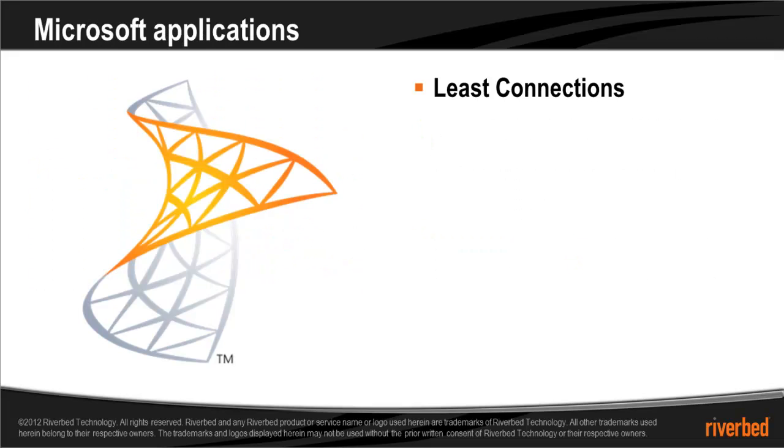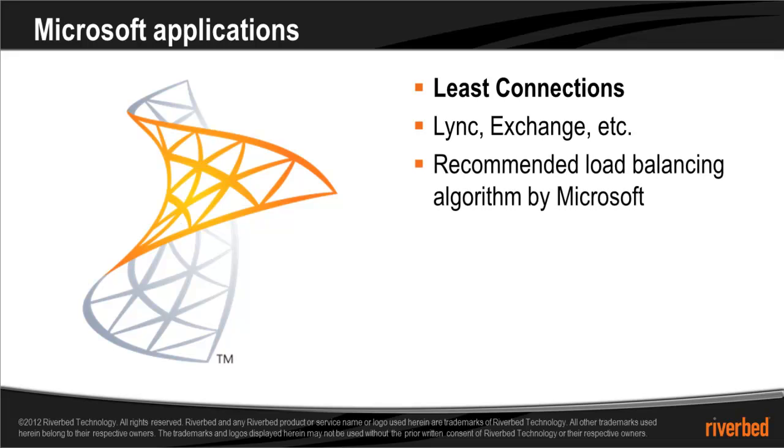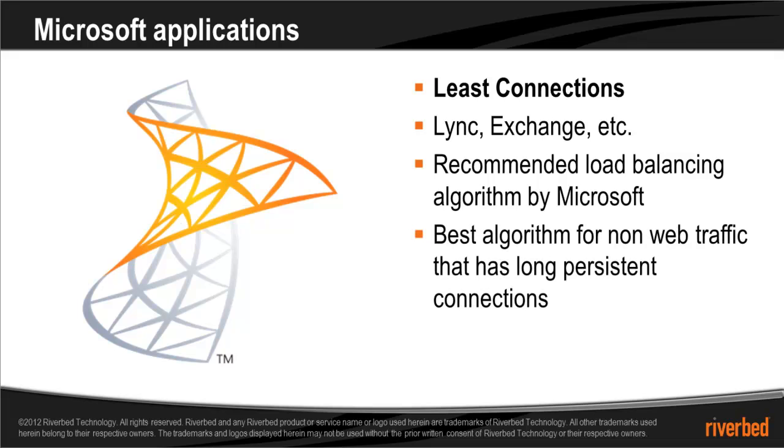For Microsoft applications such as Exchange or Lync, least connections is the most suitable algorithm. Least connections is recommended by Microsoft. And in general, least connections is the algorithm most suitable for non-web traffic that has long persistent connections, which is typical of Exchange and Lync.